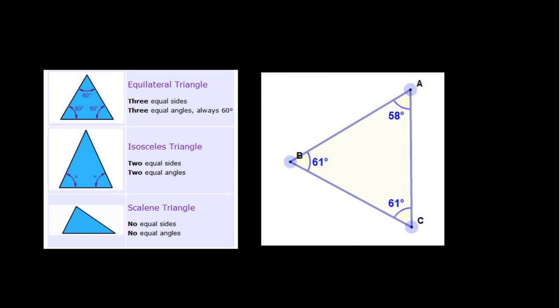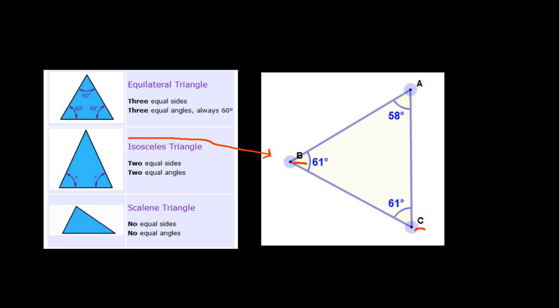Now let's look at this. This triangle has two equal angles here on vertex B and here on vertex C. So because they have two equal angles, what type of triangle do you think this is? An equilateral triangle, an isosceles triangle, or a scalene triangle? I think it's an isosceles triangle. That is correct. It is an isosceles triangle.